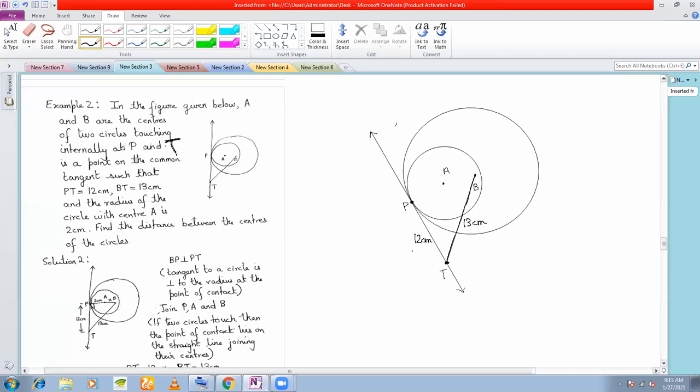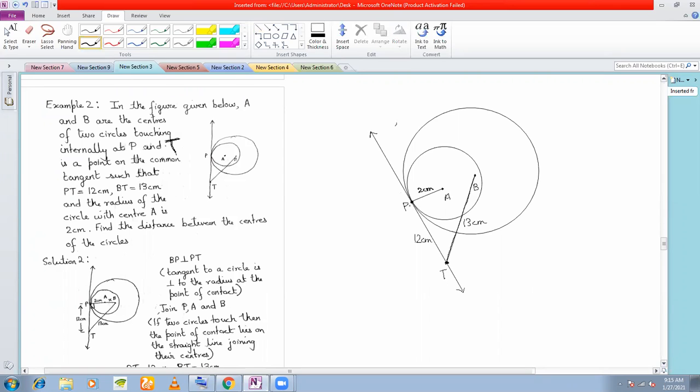And the radius of the circle with center A is 2 centimeters. Radius of the circle with center A, what does it mean? Let's write the center here. Radius of the circle with center A means if you join A and P, this becomes your radius. This radius is given to you as 2 centimeters.